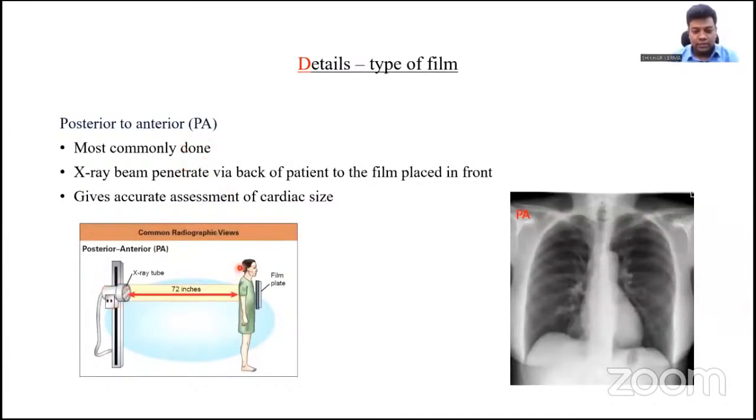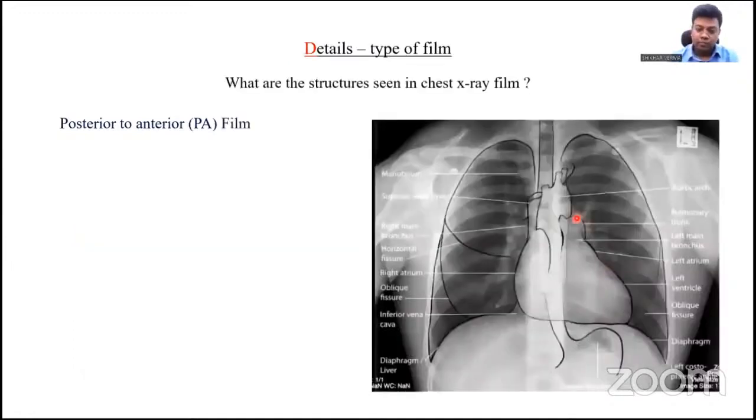This is an X-ray machine. This is an object, and this is a cassette. In this, the X-ray beams come from behind the patient to the film plate which is placed in the front of the patient. And it gives an accurate assessment of the cardiac size. So this is how the PA film looks. It gives an accurate assessment of the cardiac size.